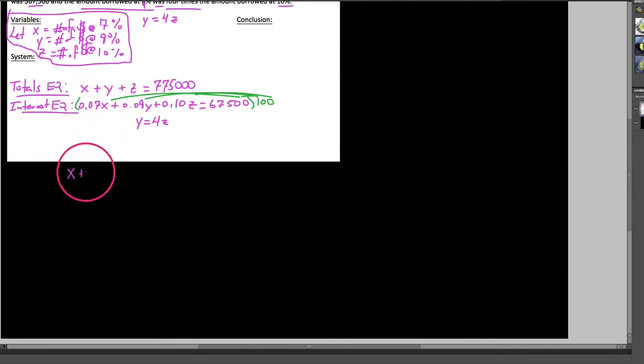So let's go ahead and do this. We say x plus y plus z is 775,000. Our next equation would be 7x plus 9y plus 10z, and that would be equal to 6,750,000. And then our last equation here, if we move everything back over, we would get y minus 4z is actually equal to 0.